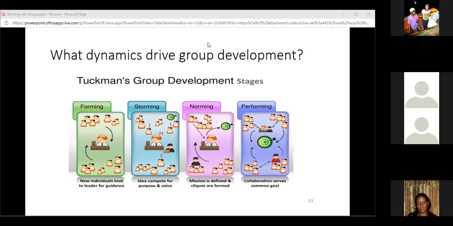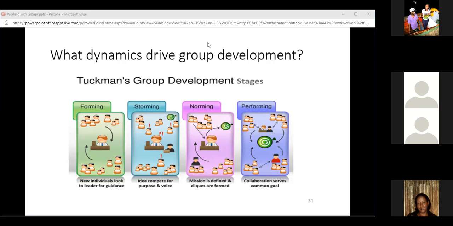But when we look a little deeper into Tuckman's group development stages, we will understand why, at the beginning, it does not always go how we intend it to go. So we are going to go through the different stages according to Tuckman's theory very briefly. So you have the forming stage.